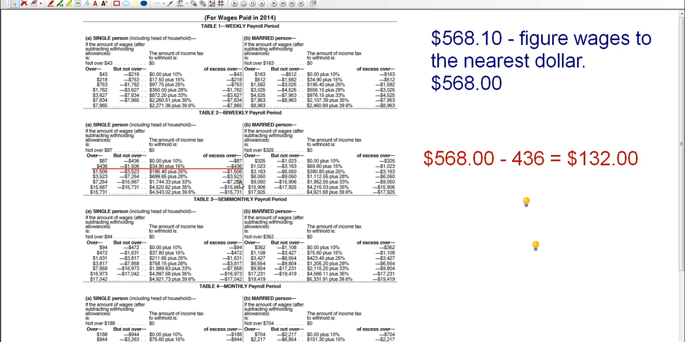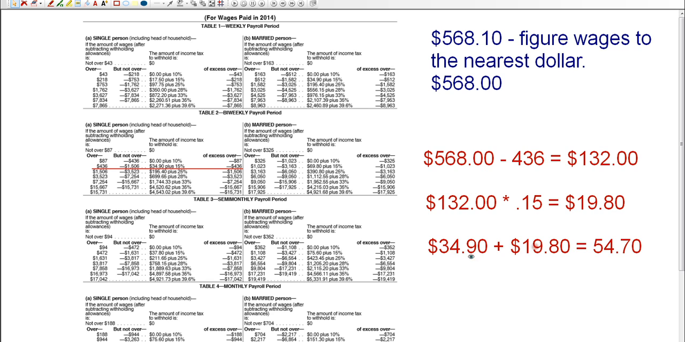Okay, so this is the excess amount, $132. That is the amount that we want to multiply by 15%. So we're going to take $132 times 15%. Remember to change a percent to a decimal. You divide by 100. So it's 0.15. So 132 times 0.15 is $19.80. So the tax is $34.90 plus this $19.80, so $34.90 plus $19.80 is $54.70.